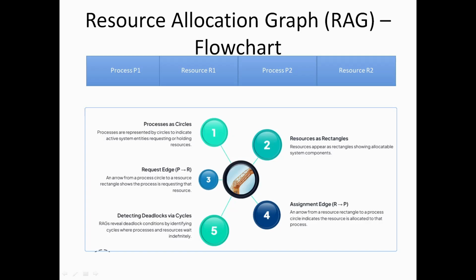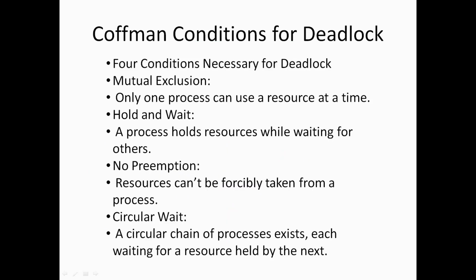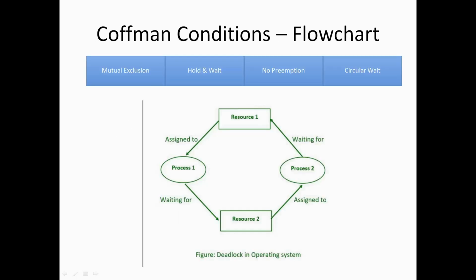Now, in the next slide, we can see that there are essentially four conditions needed to identify deadlock, the Coffman conditions, which include mutual exclusion: only one process can use a resource at a given time. Hold and wait: a process holds at least one resource while it waits for another resource. No preemption: resources cannot be forcibly taken away from a process. Circular wait: a circular chain of waiting processes exists where each process waits for a resource held by the next process. Here is a flowchart which shows the same, which includes mutual exclusion, hold and wait, no preemption, and circular wait.